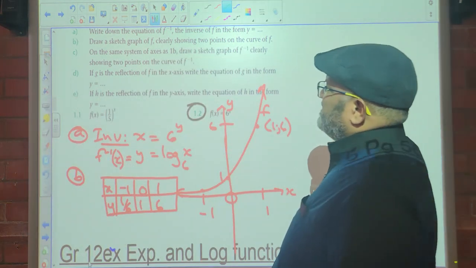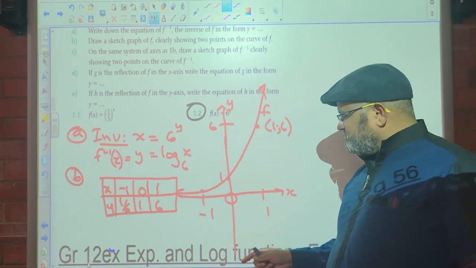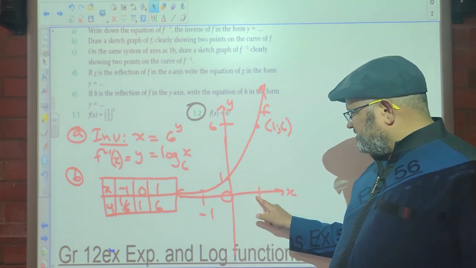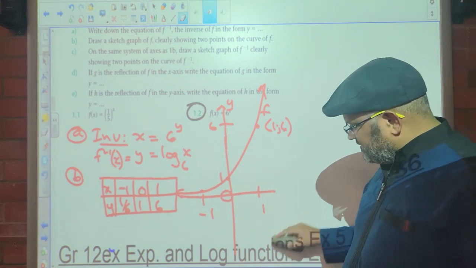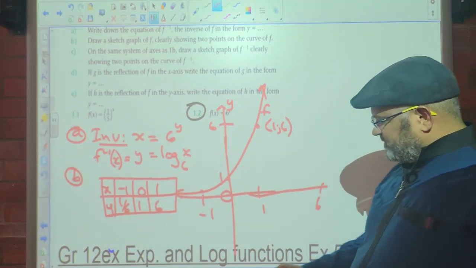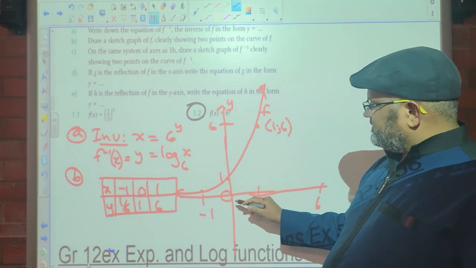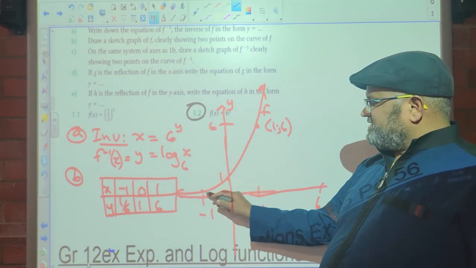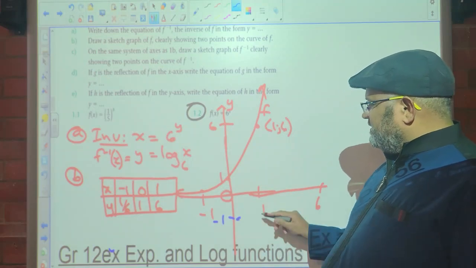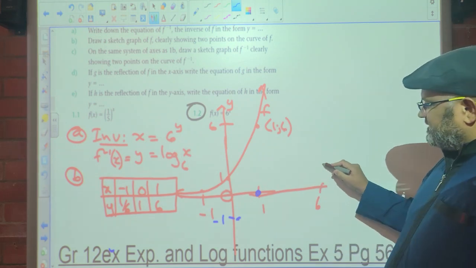C says, on the same system of axes, you must draw the inverse function. So what do we do? We interchange x and y. This one will come over a bit, and 6 will be further up. So negative 1 and 6 become 6 and negative 1. Not so? 0 and 1 becomes 1 and 0. And 1 and 6 becomes 6 and 1.